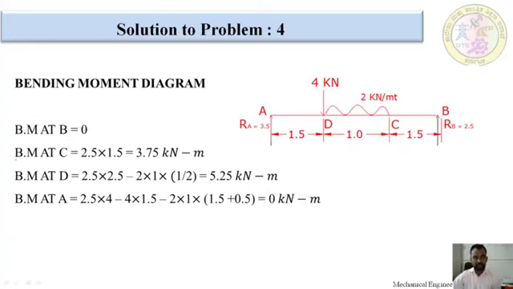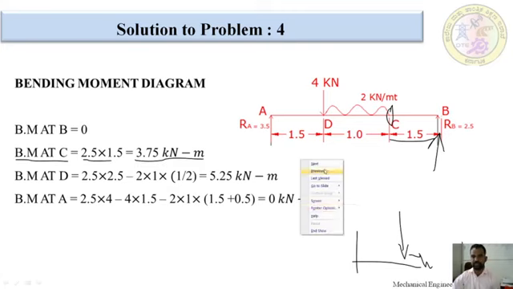Now I want to calculate the bending moment at section C. Now I am taking a section over here. In bending moment calculation, upward forces are taken as positive and downward forces are taken as negative. This one is upward, multiplied by this distance, up to this distance, because we are calculating at point C. Positive 2.5 into this distance, 1.5. 2.5 into 1.5 is equal to 3.75 kilonewton meter.